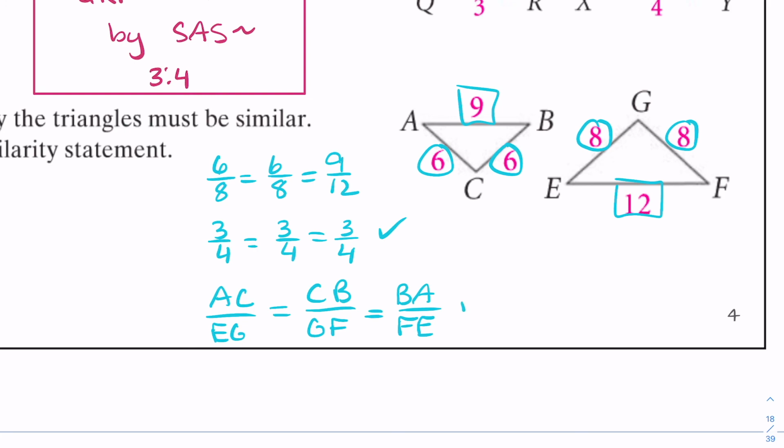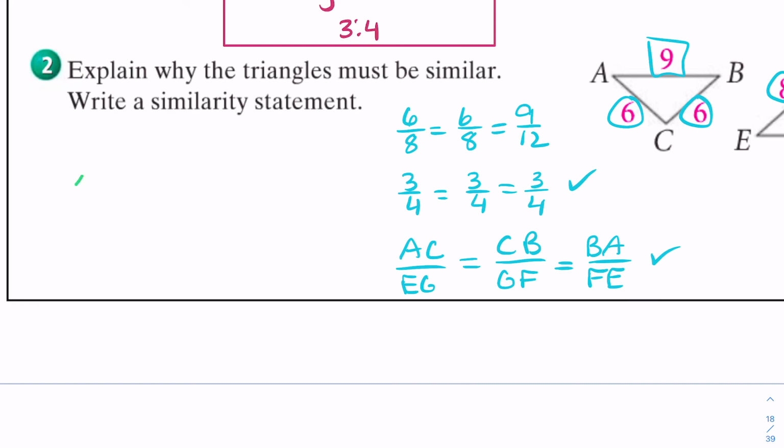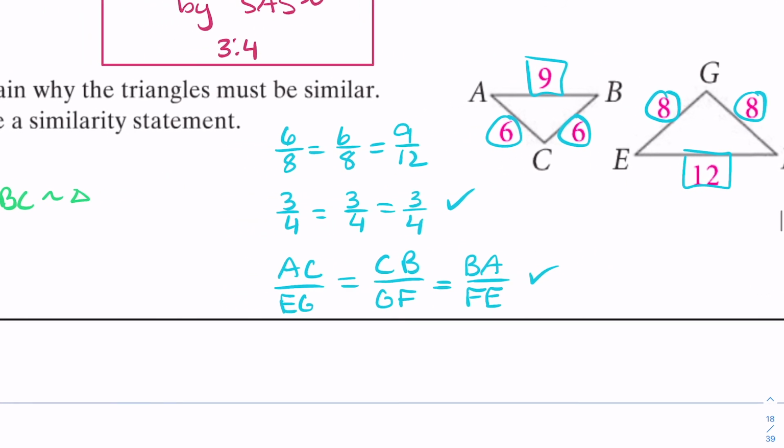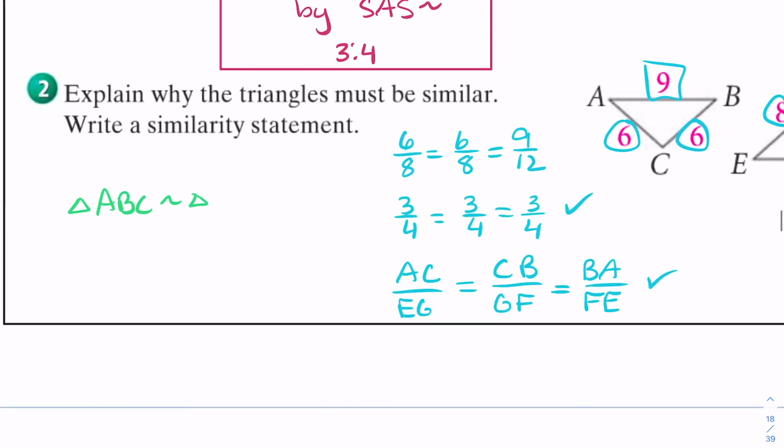That's what I needed. So now I can say that triangle ABC is similar to triangle EGF. And by the side similarity, and they are ratio 3 to 4 as well.